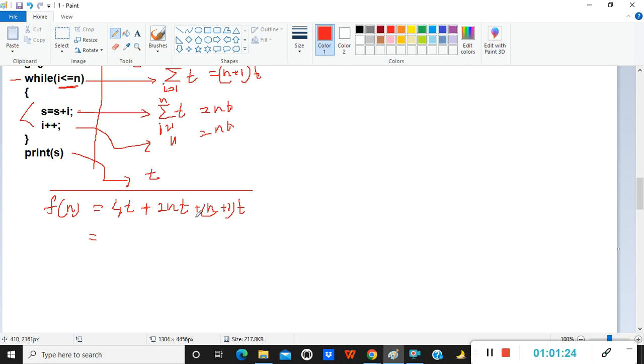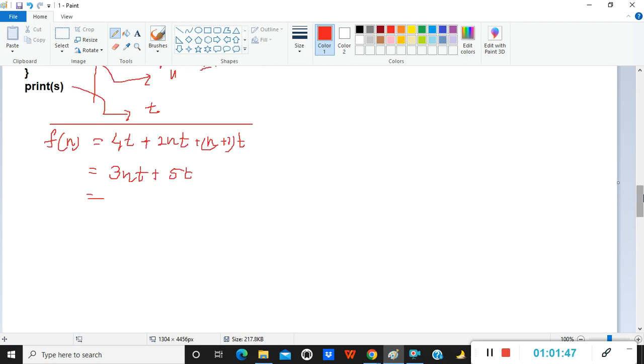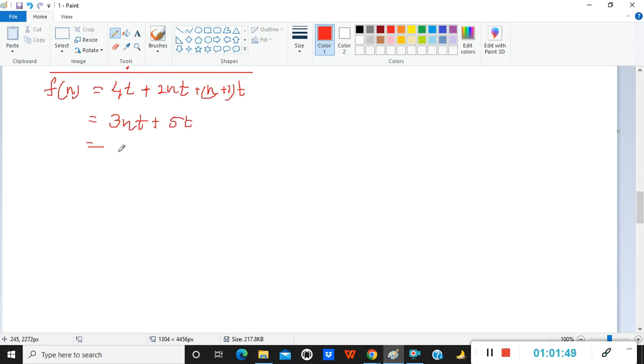So how much it will be? You can take 2nt and here again nt. So you'll have 3nt plus you have 4t, and here you will have 1t, so 5t, right? So here I am writing this in this way. You will agree that 3t.n plus 5t. Can't I write that? Obviously.